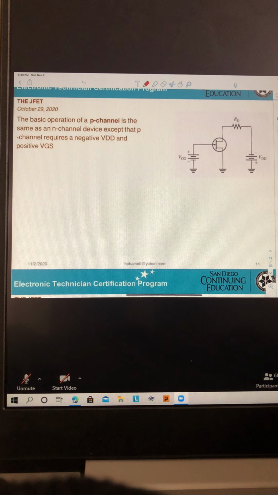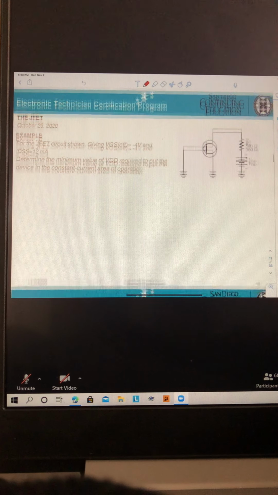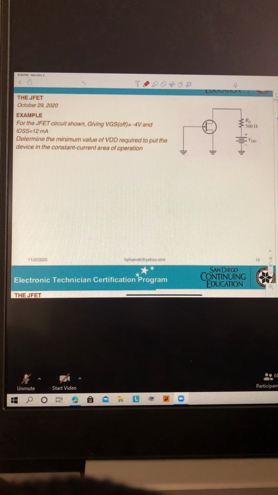Now, the basic operation of the P channel. So now you can see what the difference is. In the P channel, the arrow will be coming out. However, VDD now will be negative and VGG now will be positive. That's the only difference. Okay? They will work the same. However, you can see the power supply will be different.